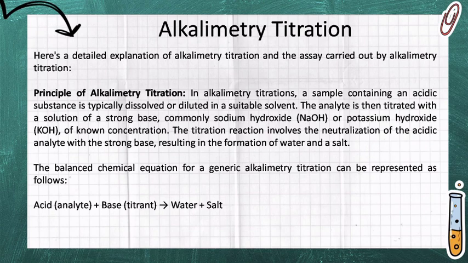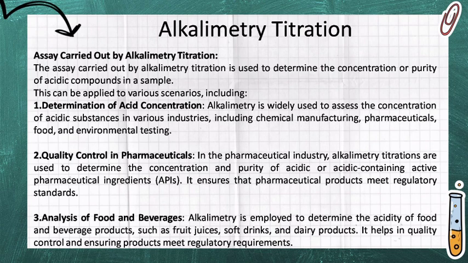The balanced chemical equation for a generic alkalimetry titration can be represented as follows. Acid, analyte, plus base, titrant, gives water plus salt. Assay carried out by alkalimetry titration.